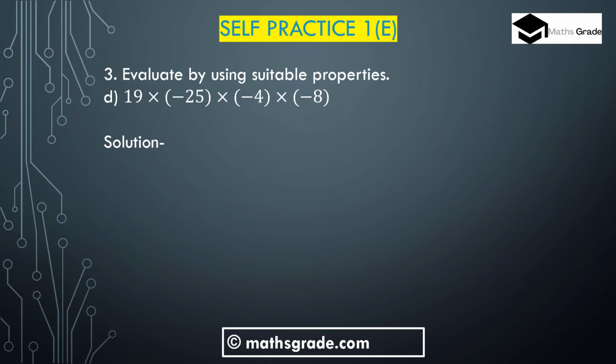Now question number D. 19 multiplied with minus 25 multiplied with minus 4 multiplied with minus 8. We know 25 multiplied with 4 is 100, and 100 multiplied with 8 is 800, and then we multiply 19 with 800. So this will be easier to multiply. So first multiply minus 25 multiplied with minus 4. Put the bracket, then multiply with minus 8. And this property is known as the associative property of multiplication.